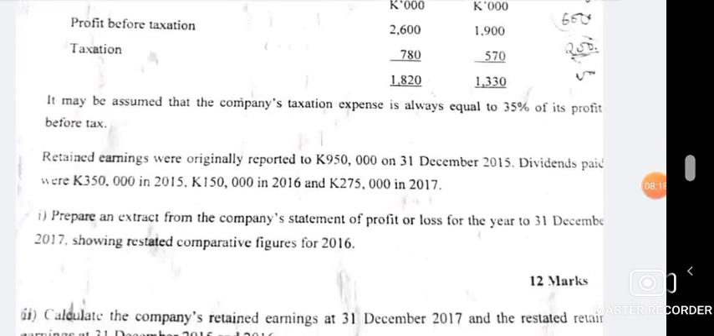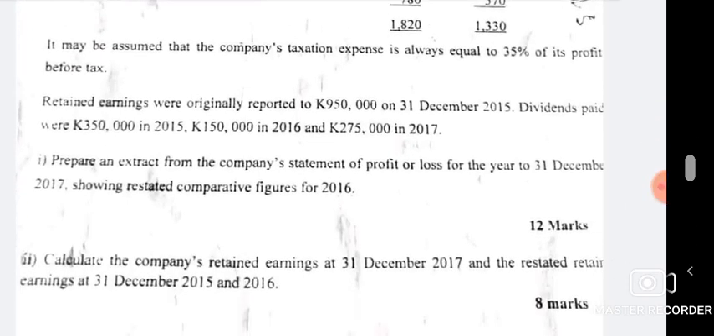Part 2. Calculate the company's retained earnings at 31st December 2017 and the restated retained earnings at 31st December 2015 and 2016. So we're going to start restating. Why are we doing this? There's a change in policy. The rules state that if there's a change in accounting policy, we follow a retrospective approach, meaning we go back to the earliest period given, being 2015. That's why we start making the changes from there and coming forward, and that's what we're going to do.